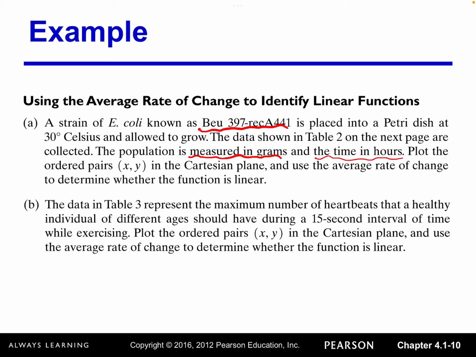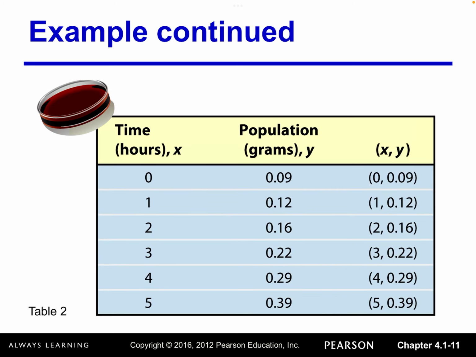And plot the ordered pairs in a rectangular coordinate system, and then use the average rate of change to determine whether the function is linear. All right, so now let's look at the table. First column, that's the time in hours, and the second column, that's the population. Okay, unit is grams. So that forms an ordered pair.